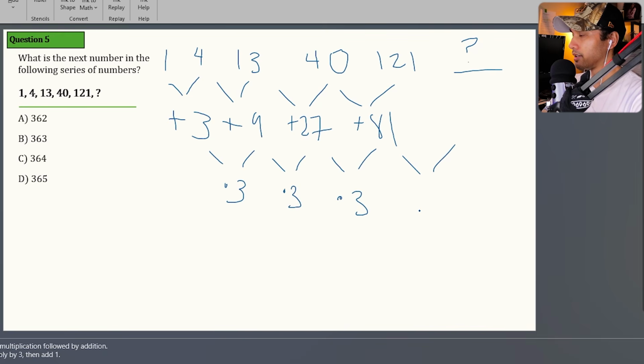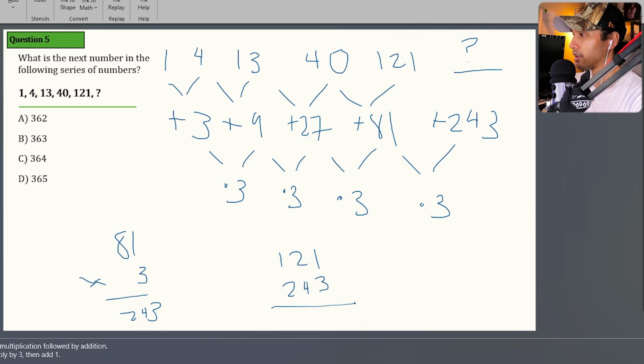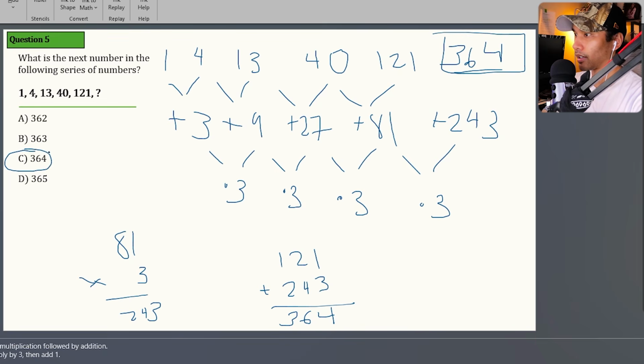And then 81 times 3, what is that? That is 243 plus 243. And then we go 121 plus 243. That equals 364 is our answer. 364. And that is answer choice C. Okay? That's actually how I would do it.